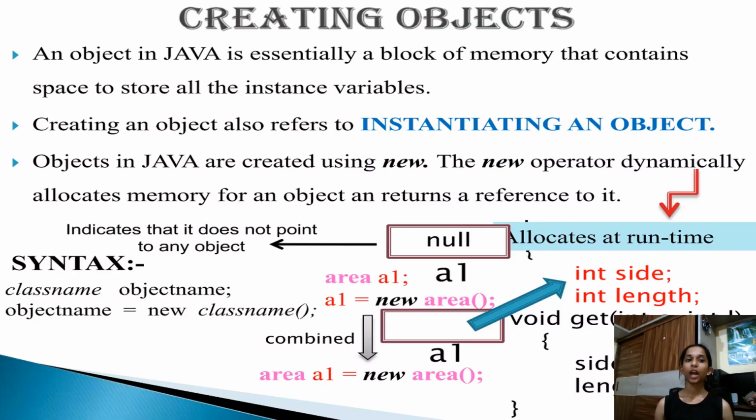Creating objects. An object in Java is essentially a block of memory that contains space to store all the instance variables. Creating an object also refers to instantiating an object. Objects in Java are created using new. The new operator dynamically allocates memory for an object and returns a reference to it. Here is the syntax for creating an object: class name followed by object name.